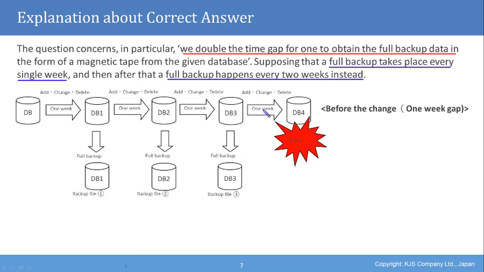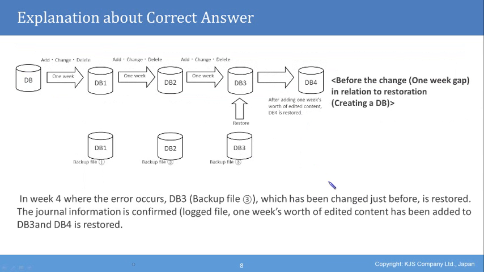And then in the final 1 week with DB4, we see that an error happens. Now in this case, if the error occurs in week 4, before the backup of DB4 is created, DB3, which has been changed just before, is restored. So we are left with DB3. The journal information is confirmed. Logged file 1 week's worth of edited content has been added to DB3 and DB4 is restored.